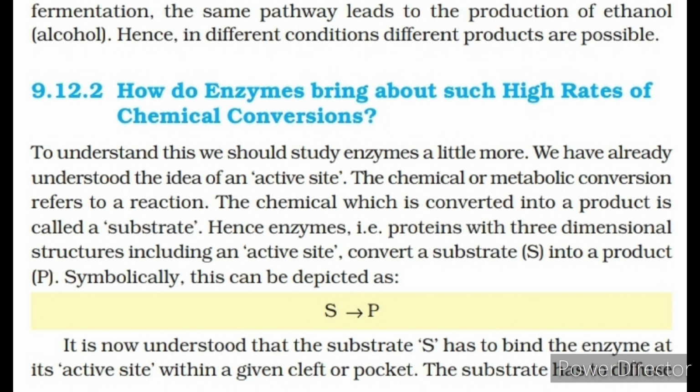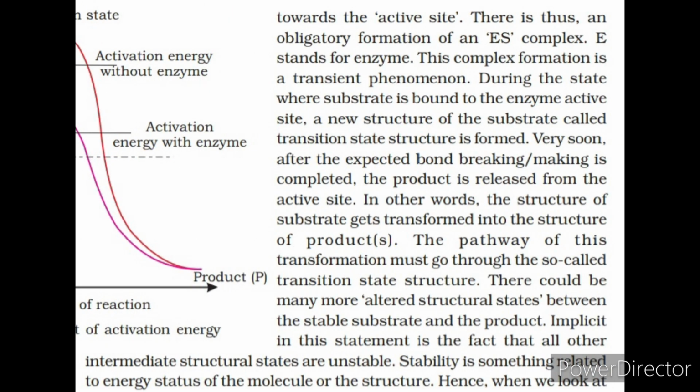It is now understood that the substrate S has to bind the enzyme at its active site within a given cleft or pocket. The substrate has to diffuse towards the active site. There is thus an obligatory formation of an ES complex. E stands for enzyme. This complex formation is a transient phenomenon. During the state where substrate is bound to the enzyme active site, a new structure of the substrate called transition state structure is formed. Very soon, after the expected bond breaking and making is completed, the product is released from the active site. In other words, the structure of substrate gets transformed into the structure of products.